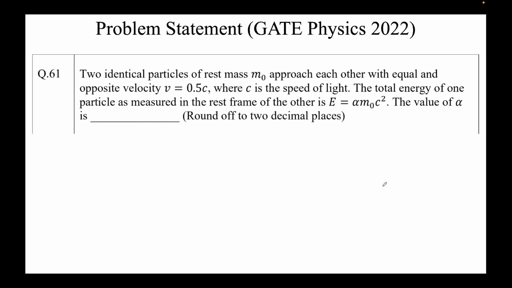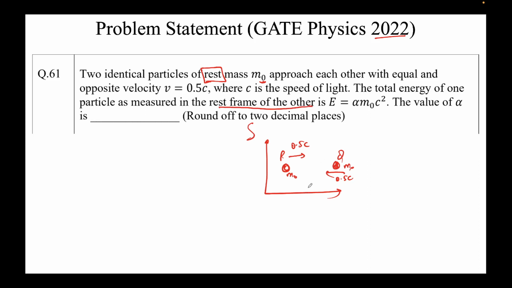Okay, so this is from 2022, the most recent paper, and a very simple question was asked. It says that two identical particles of rest mass m naught (note the word rest mass m naught, and again this naught symbol) approach each other with equal and opposite velocities 0.5c. So here is my S frame. I see that particle P is moving in this direction at 0.5c, and its rest mass is m naught. And another object Q is moving at 0.5c in the opposite direction, again with rest mass m naught.